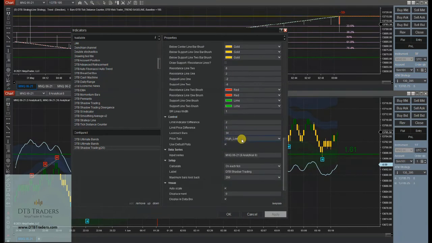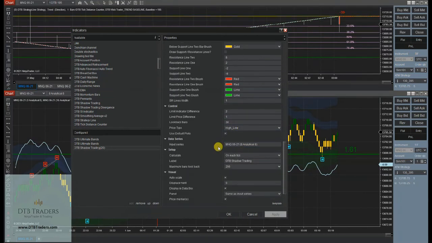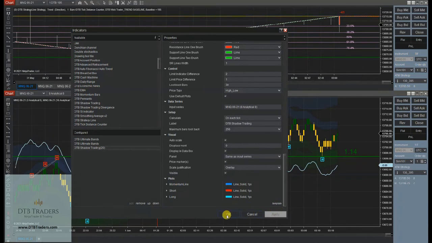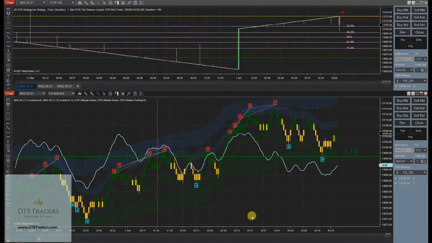Now the shadow trading goes on the 88 bar. Okay, you can theoretically add it to the 1616, but I'm just adding it to the 88. I'm leaving it on each tick, and I'm clicking OK. Now as soon as you load up this indicator, it's going to show you this red line.